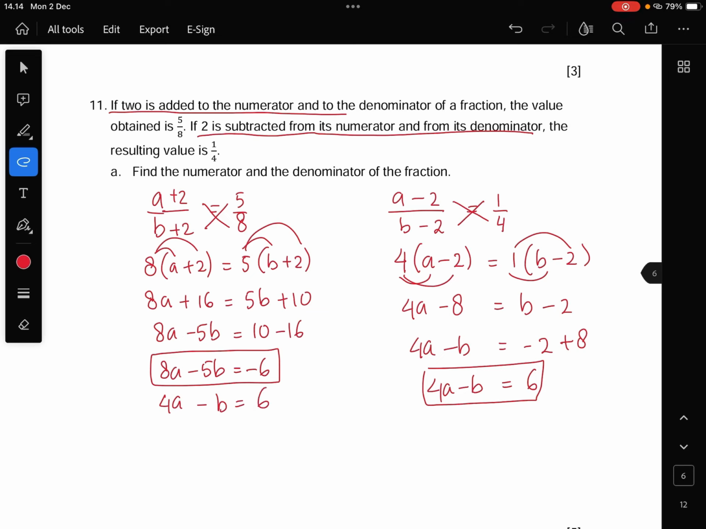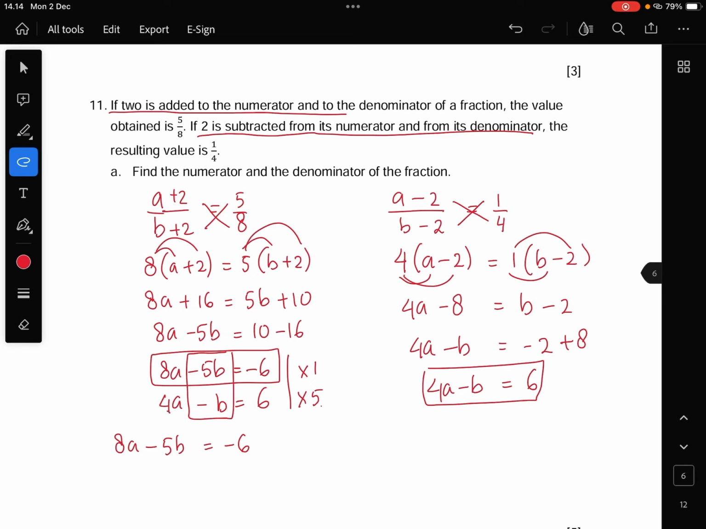We have this, right? I want to use the elimination method. Then I want to multiply this by 5 because I want to cancel the b here. This one is by 1, so the new one is going to be 8a minus 5b equals negative 6. It is basically multiplied with 1, so just the same thing.